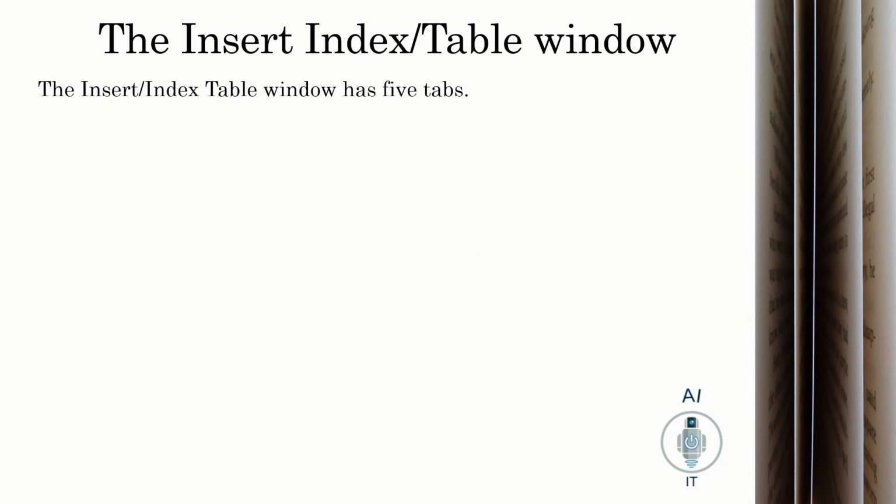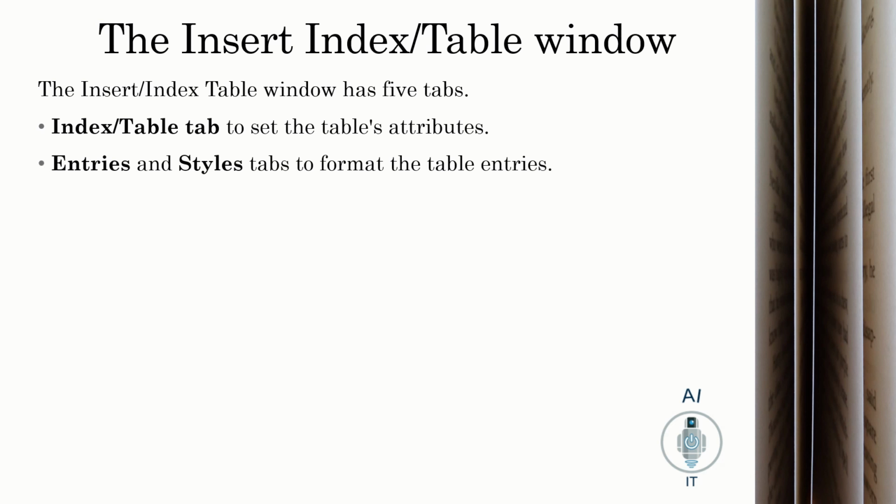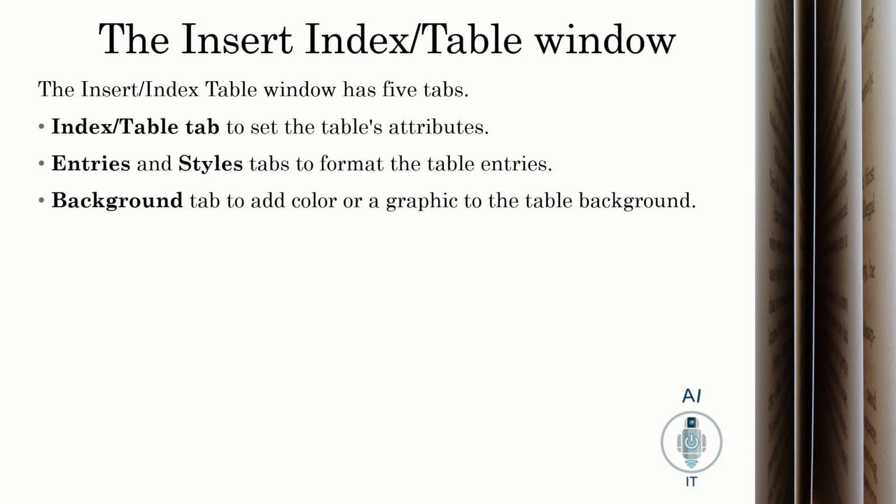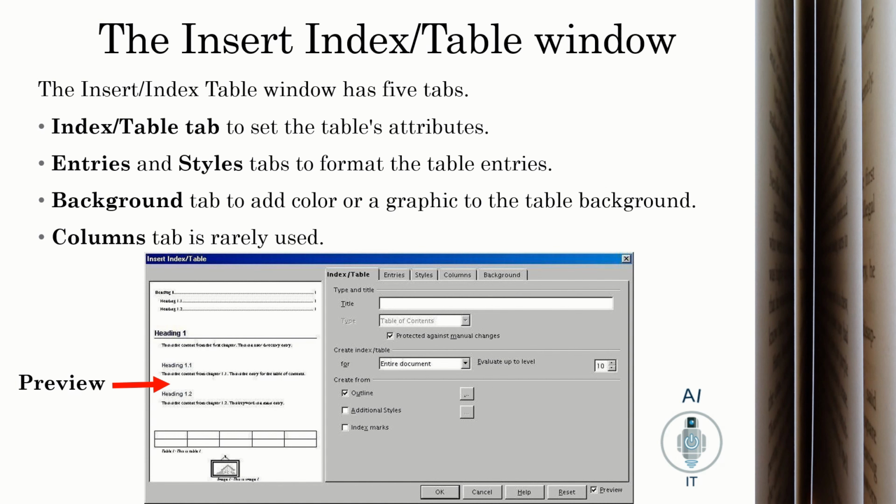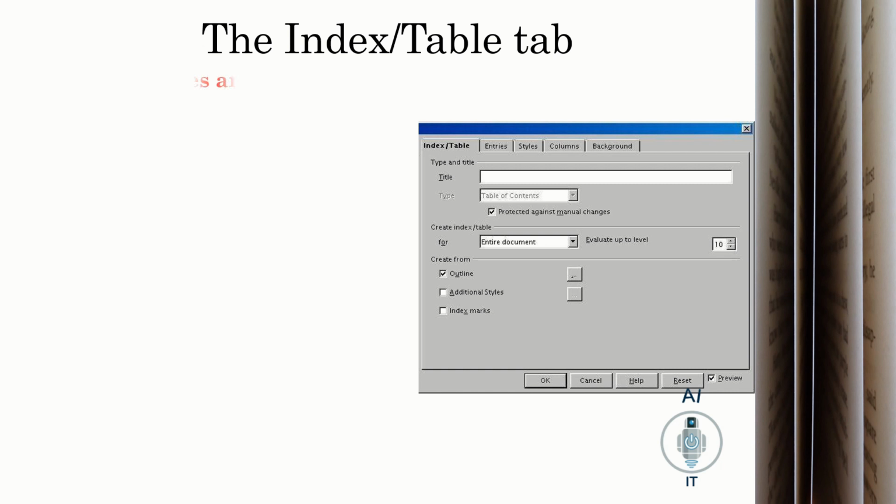Once we open the Insert Index Table window, we will be able to see 5 tabs. They are the Index Table tab, which is used to set the table's attributes, the Entries and Styles tabs, which are used to format the table entries, the Background tab, which is used to add color or graphic to the table background, and the Columns tab, which is rarely used. So this is how it looks. There are 5 different tabs as I said, and we have a preview option which can be enabled by clicking on the checkbox.